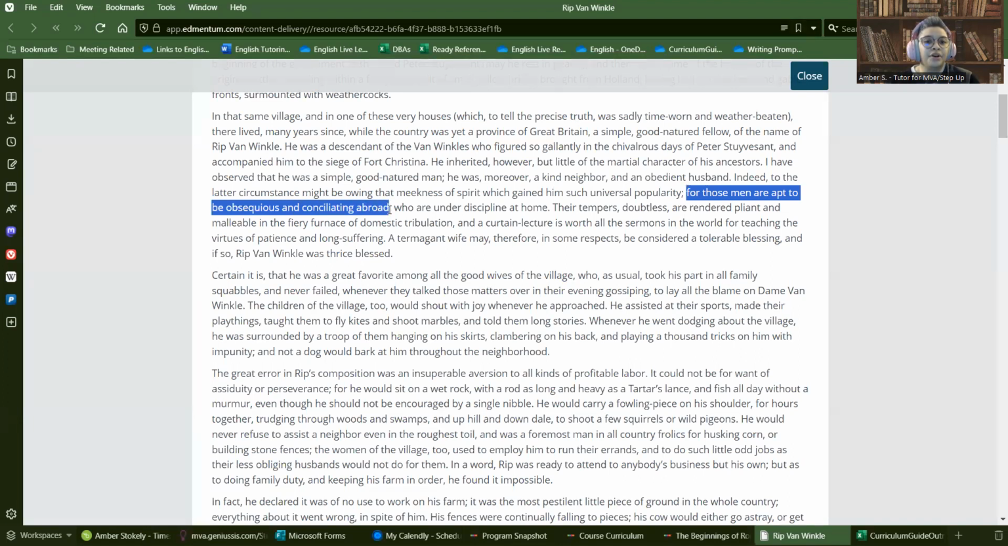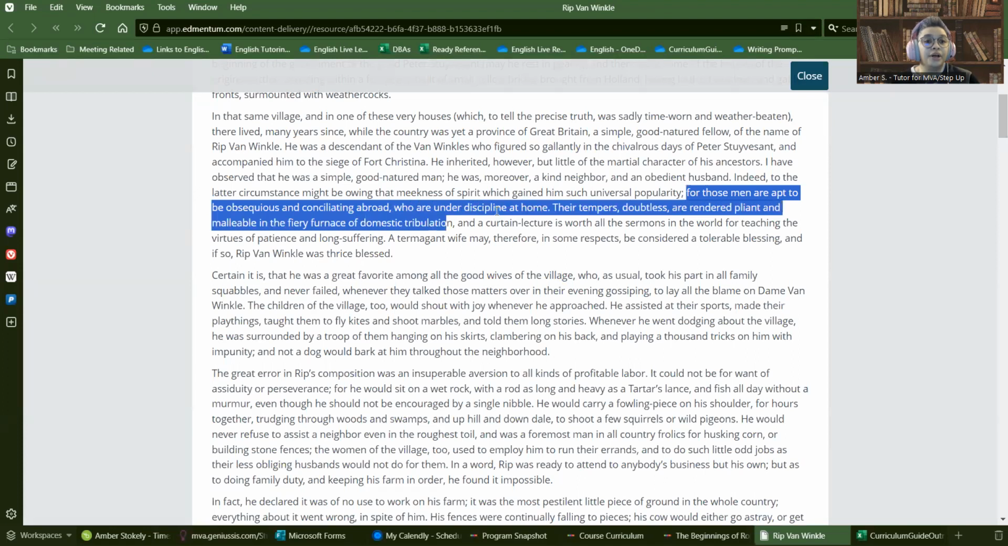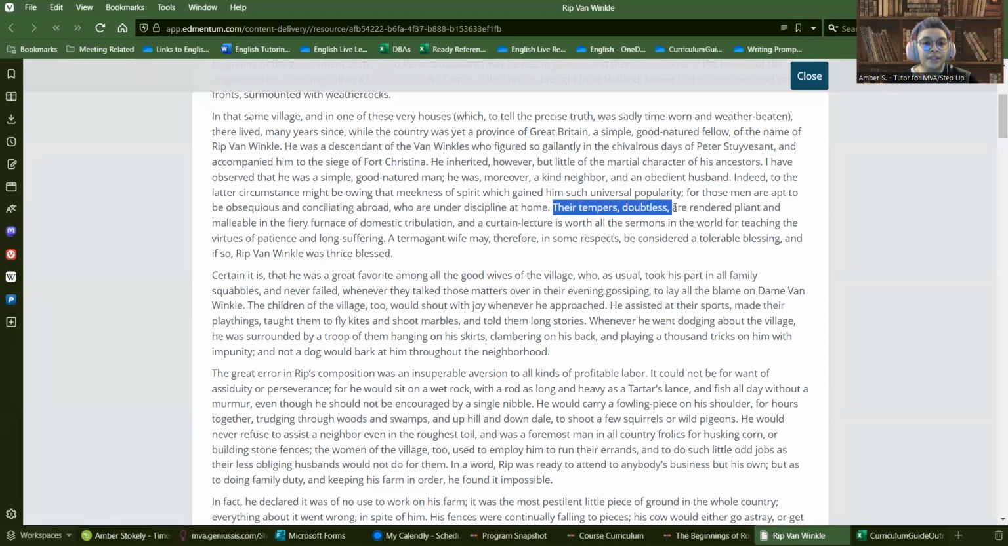Abroad. That means everywhere you go. For those men are apt to be like this abroad who are under discipline at home. So basically they're saying if you're like this at home, if you're letting people at home walk all over you and tell you what to do, you're probably also going to be a people pleaser when you're out and about. And then it says that their tempers, doubtless. Doubtless means you don't have any doubt that this is happening. You have no objections. You think it's possible. So their tempers, doubtless, are rendered pliant.